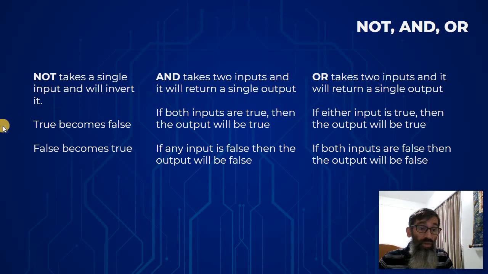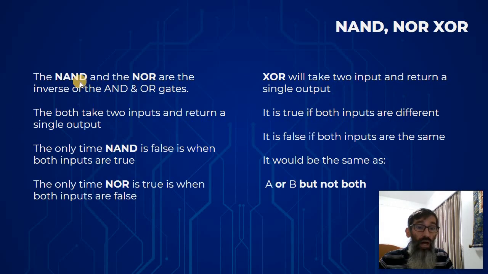There are 3 other ones which we'll go into. The NAND and the NOR, those are very, very similar to AND and OR. They've just then inverted afterwards. So a NAND is NOT AND, and a NOR is NOT OR. So the NAND is false when both inputs are true. The NOR is true when both inputs are false.